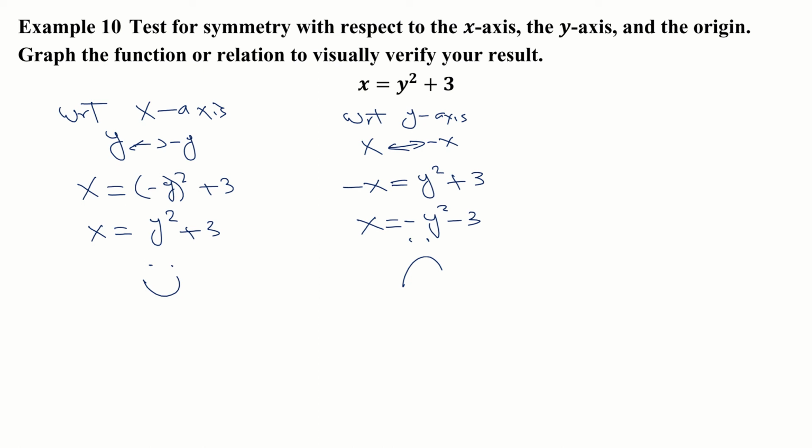All right, finally, to check symmetry with respect to the origin, we're going to replace x with negative x and y with negative y.